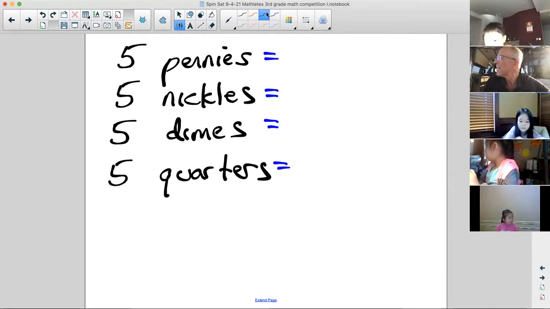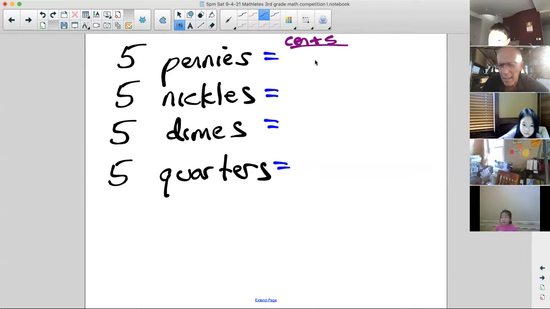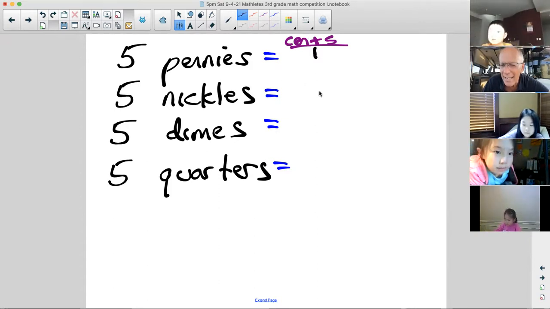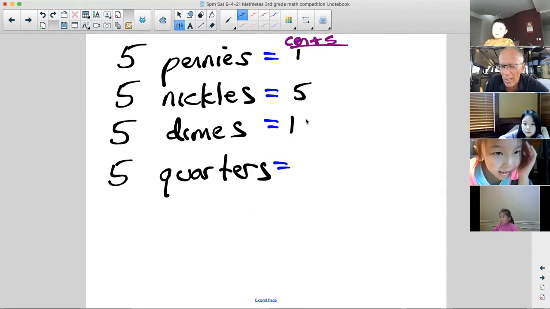By the way, guys, can you tell me how many cents are there in 1 penny? On 3. 1, 2, 3, go. 1 cent. How many cents in a nickel? On 3. 1, 2, 3, go. 5. Cents in a dime. 1, 2, 3, go. 10. And cents in a quarter. 1, 2, 3, go.